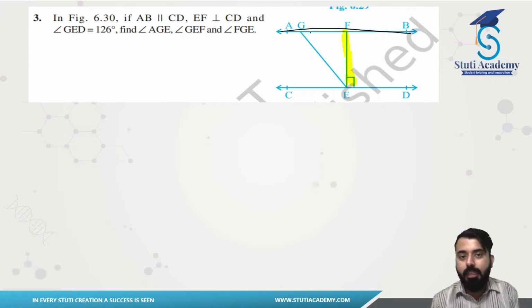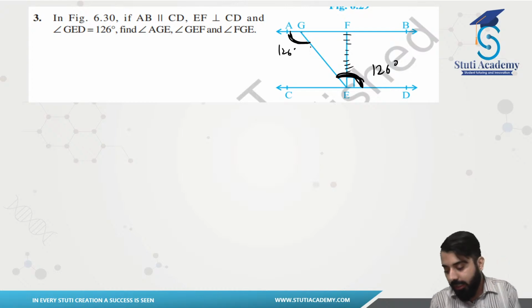This is acting as a transversal and this is the parallel line, right? Now you guys know, if you just ignore this for a second, you have EG which is acting as a transversal. Now you see AB is parallel to CD, then the pair of alternate interior angles have to be equal. And you already know GED is what? It is 126 degrees. If this is 126, then this has to be 126 too. Now you will be asking me why.